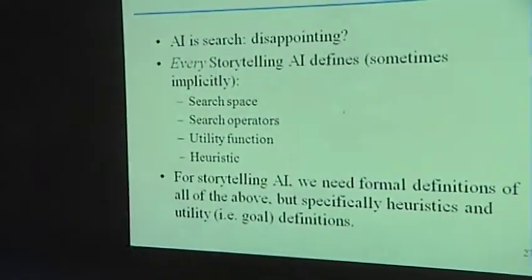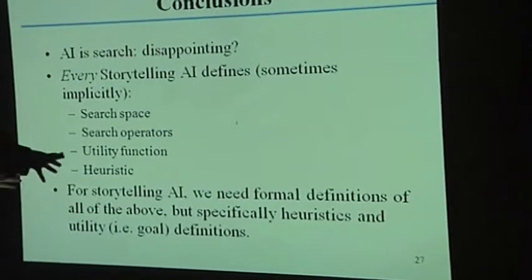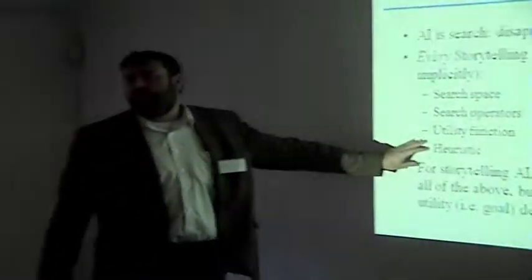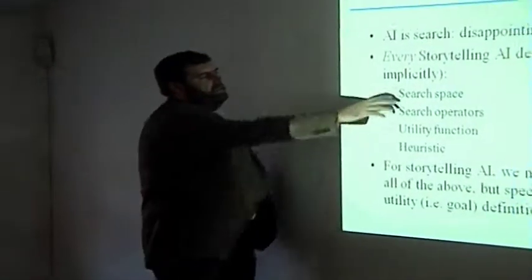Even if they don't call themselves explicitly a search method, and even if they don't tell you that in the research papers, implicitly you can frame all of the research that is happening in interactive storytelling in these terms. However, what we need for this storytelling AI is formal definitions of all of the above. Sometimes it will help us to make these explicit. We shouldn't just keep them implicit in the system, because if you keep them implicit, we are making assumptions that might not hold up, that might not actually be true, about what the user likes and what kind of stories are preferable to other kinds of stories.